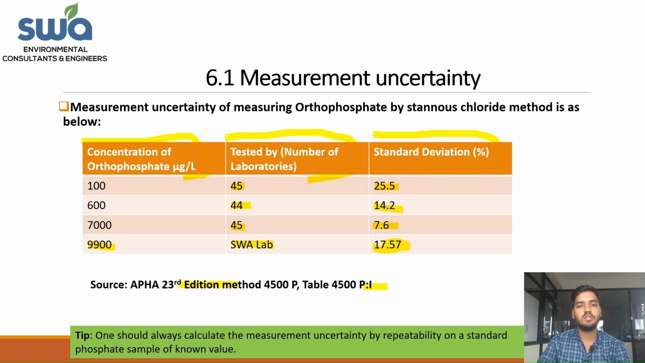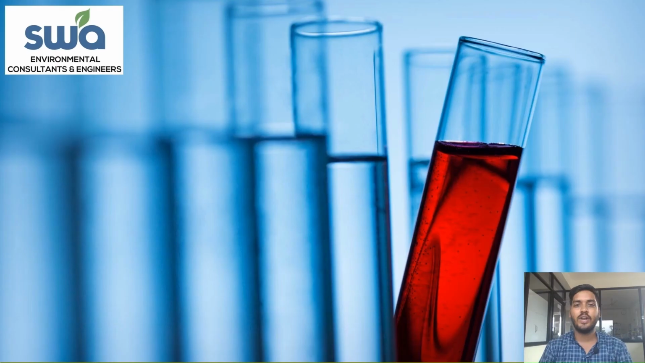One should always estimate the measurement uncertainty by repeatability of analysis on a standard sample of known value, so they can estimate the measurement uncertainty or standard deviation of their own facility. So this was it about measurement uncertainty. Friends, this was it about the measurement of phosphate and phosphorus in a given water sample. I hope you have understood it well. We have covered everything starting from the definition to principle of measurement, equipment, procedures, calculation and measurement uncertainty.